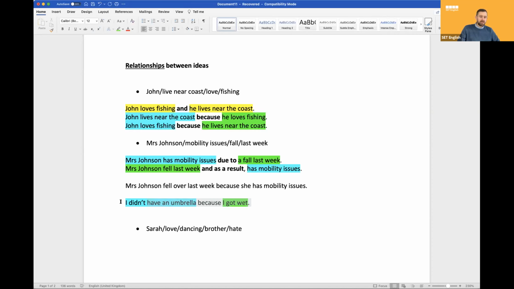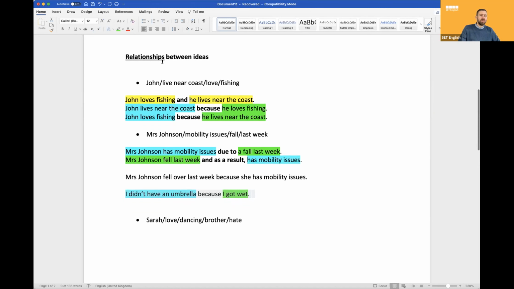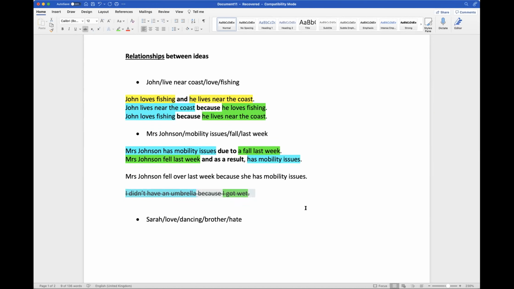So there's the first thing. How about: Sarah loved dancing, brother hate? Sarah loves dancing while her brother hates it. What was that word in the middle? While. Interesting. While can mean a couple of things, can't it? It can be a conjunction of contrast, or it can mean at the same time. So I love dancing at the same time as my brother hates it. So it can be a bit confusing. I don't really use while much, but it would be okay.